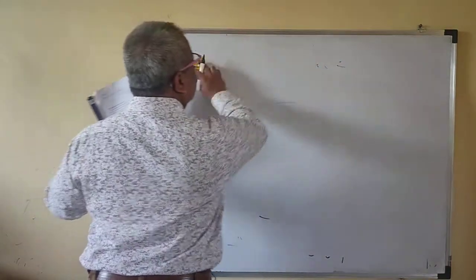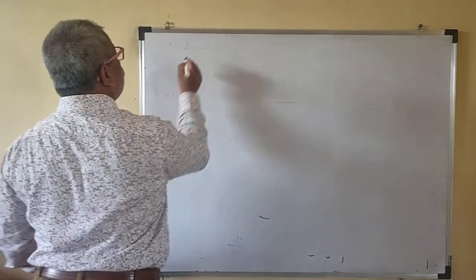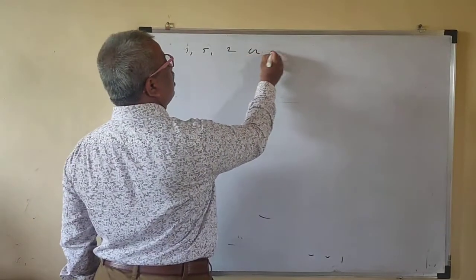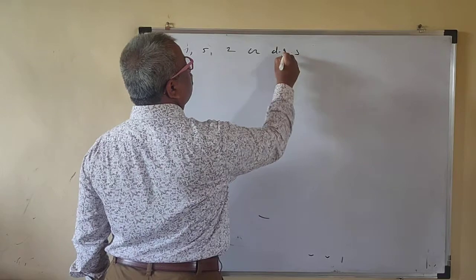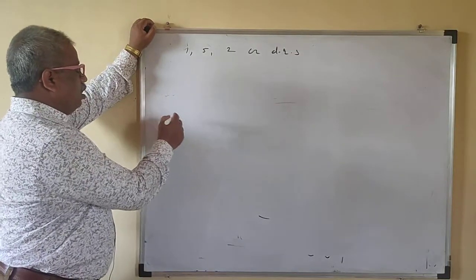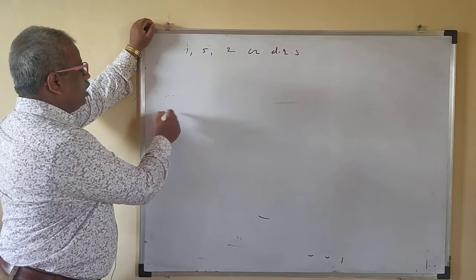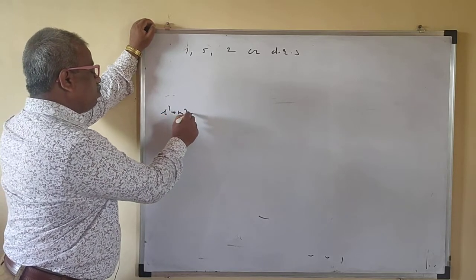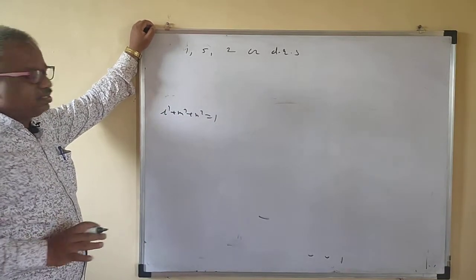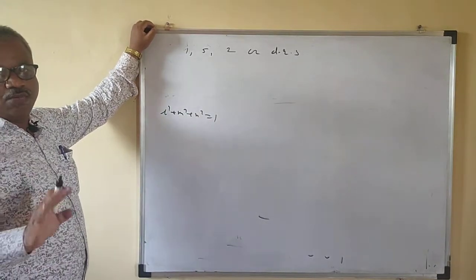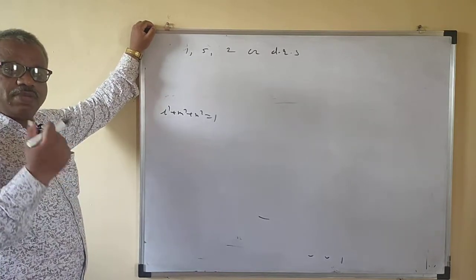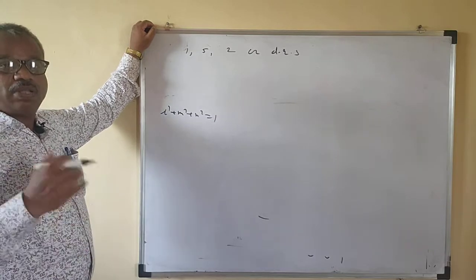Suppose 1, 5, 2 are DRs, not DCs. For DRs there is no condition that L square plus M square plus N square is 1. Only for direction cosines should the sum of the squares be 1. For direction ratios there is no such condition, so the sum may or may not be 1.